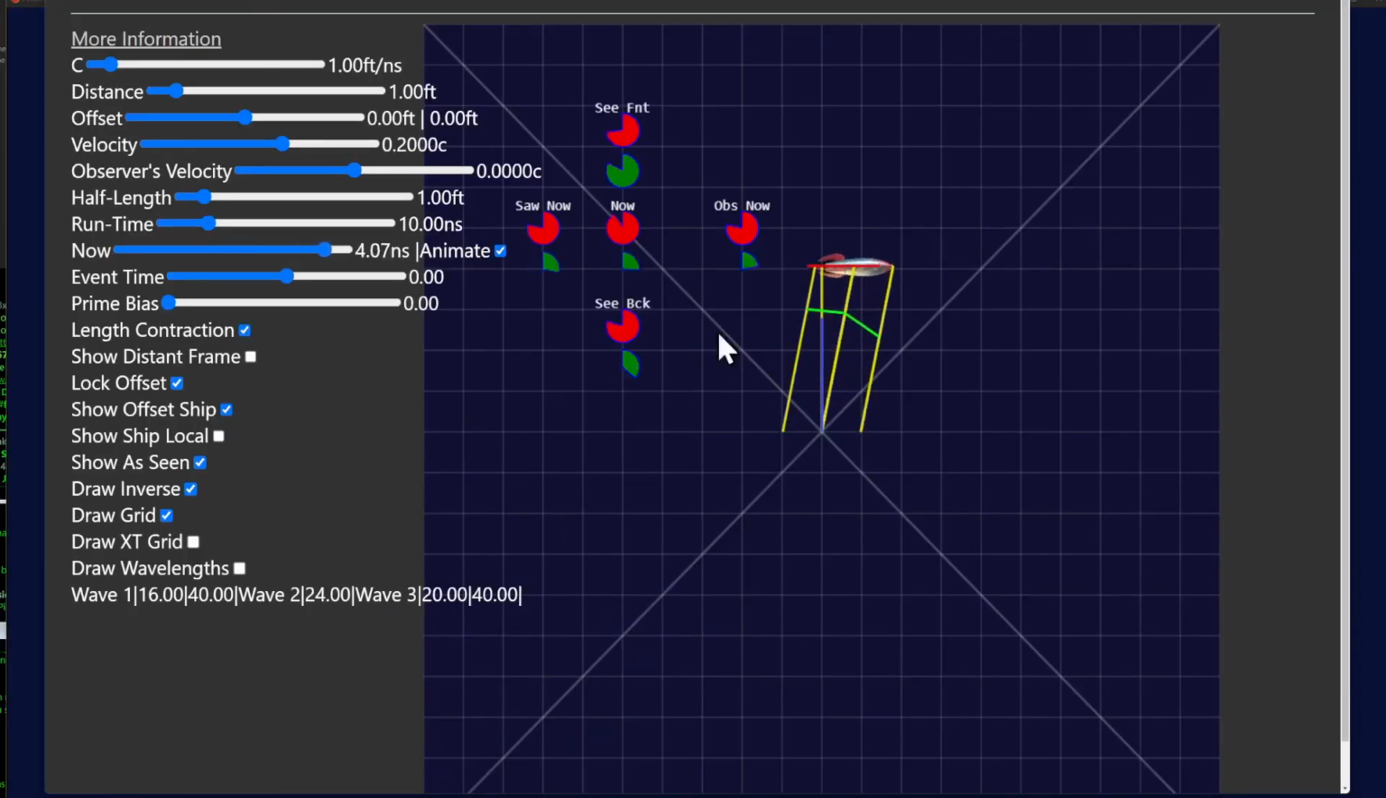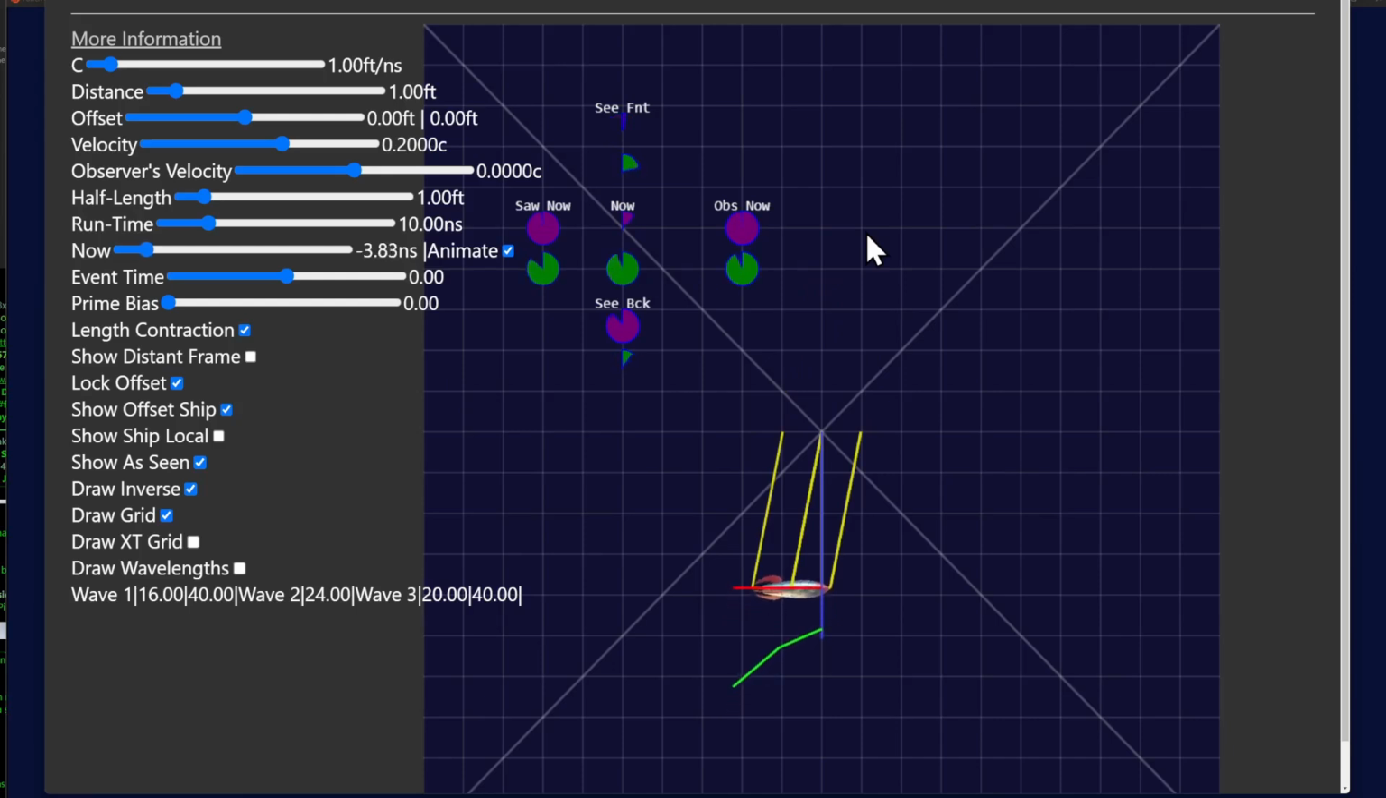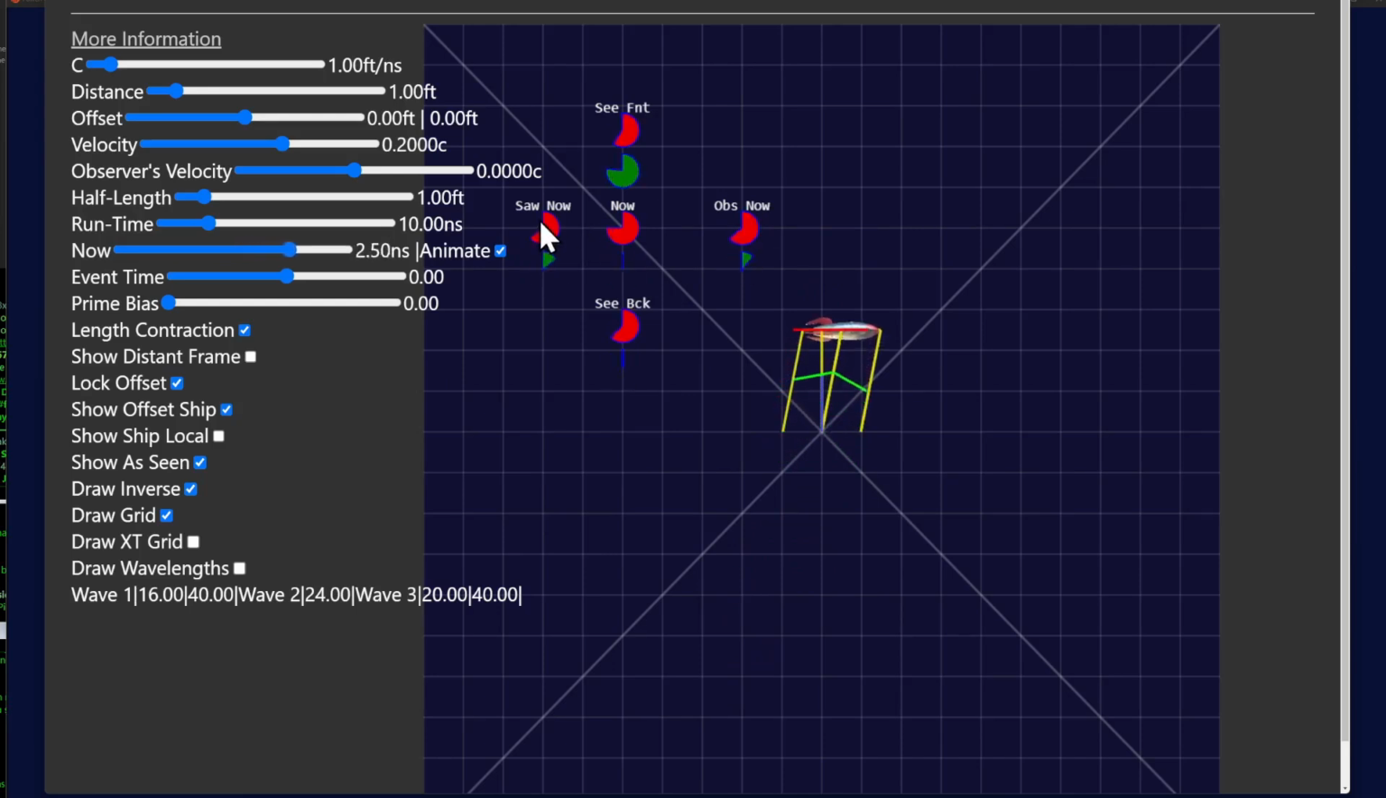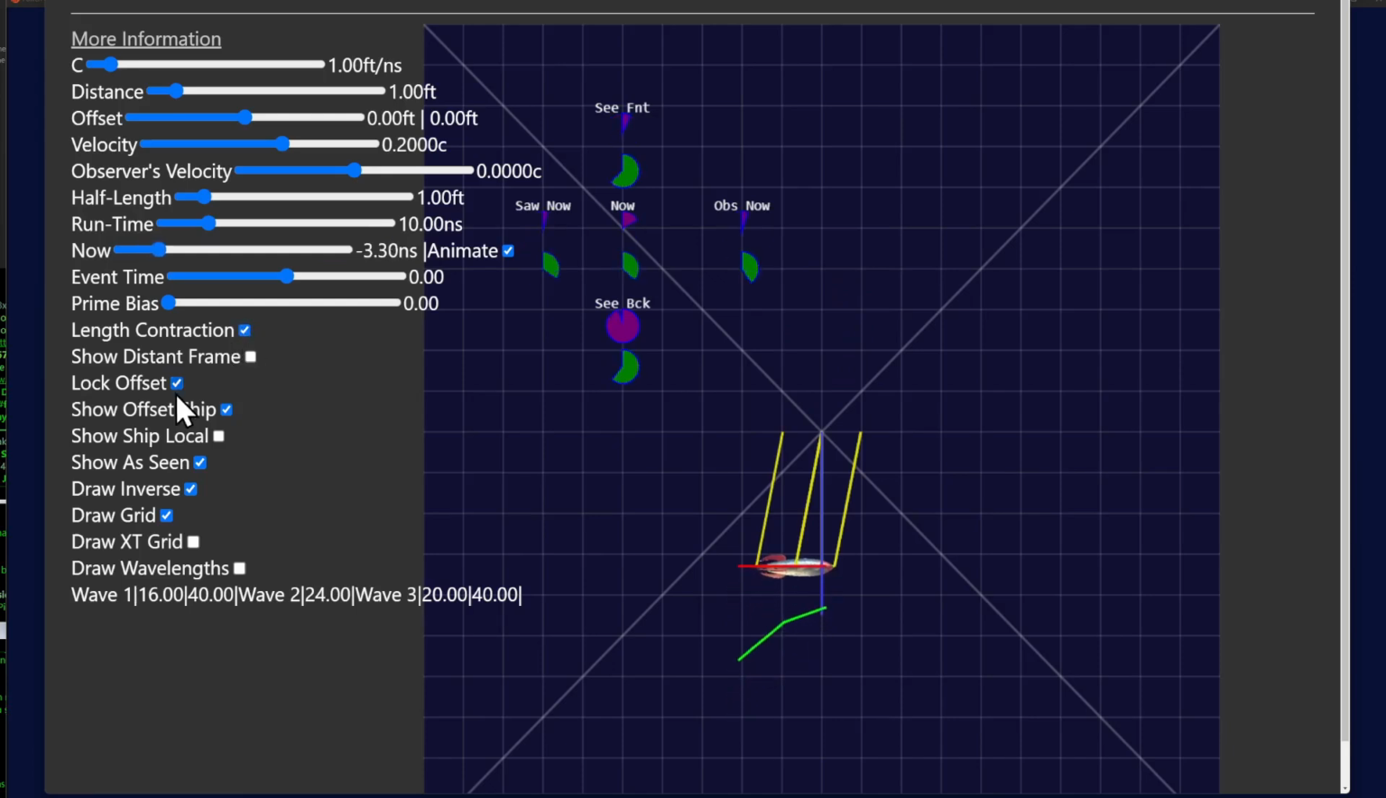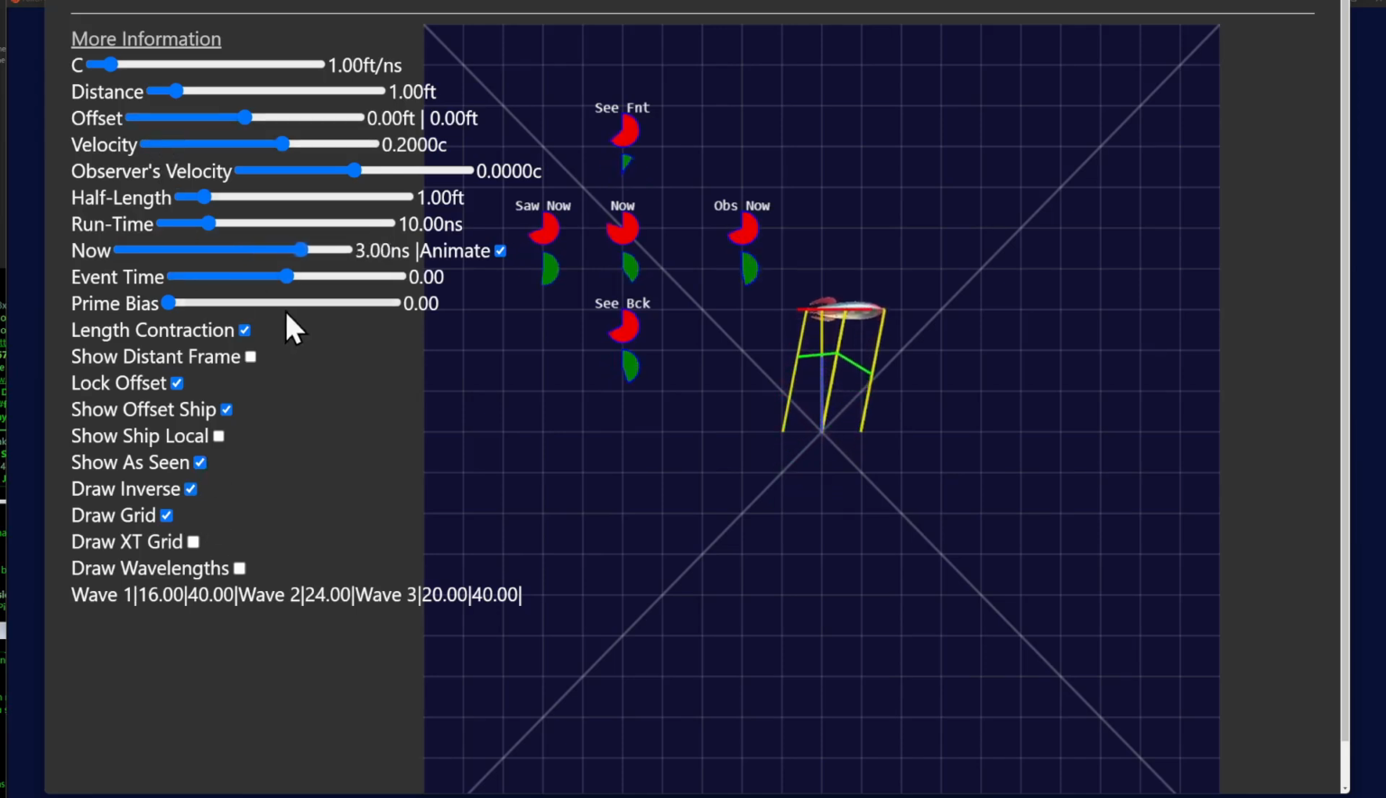And I did another one that is more along the lines of a Lorentz transformation, where I put up a bunch of different clocks that could be seen, and the ship and everything.